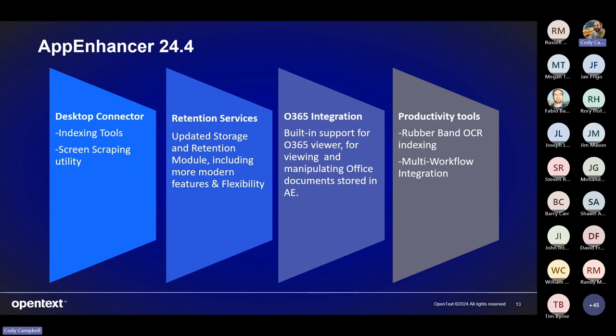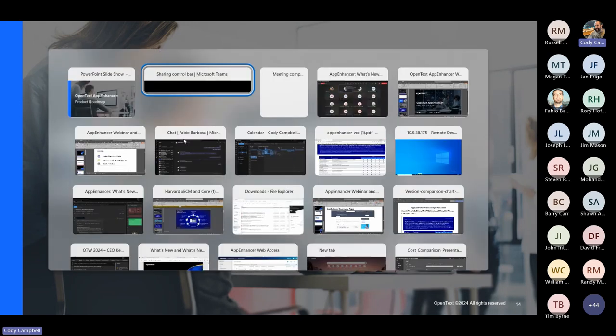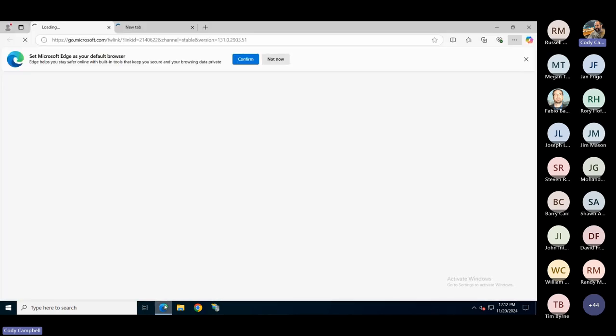Lastly is the productivity tools around Rubber Band OCR. That's an indexing capability in the web, and our multi-workflow capability. So you can use AppWorks and our new capability as workflow, or as Flowable rather. So before we get into the roadmap, I'm going to pause here and switch over to one of my sessions for my server here, and I'll just start by showing you some of the changes in AppEnhancer 24.4. So for this, use Chrome.